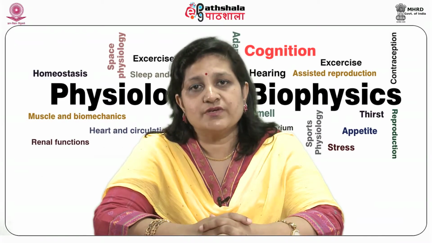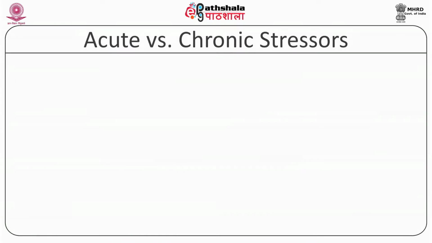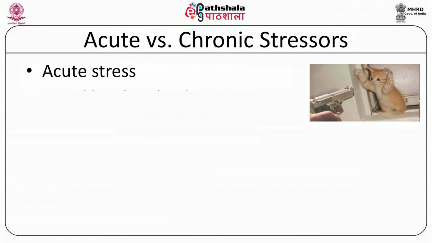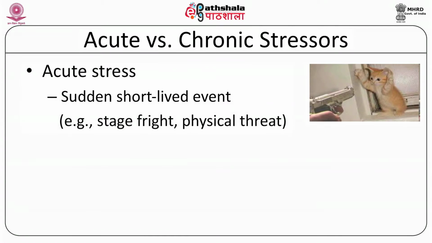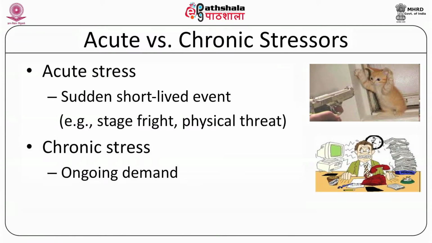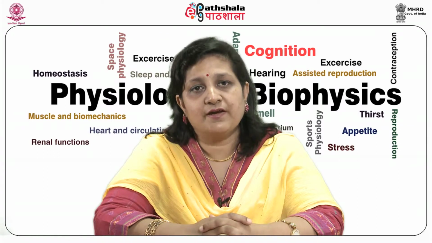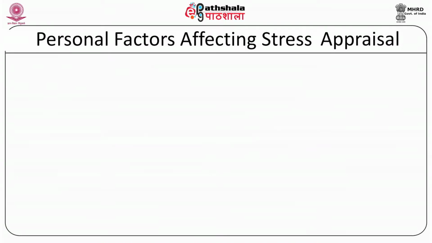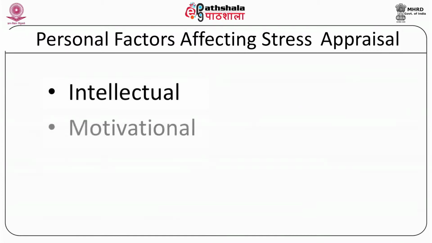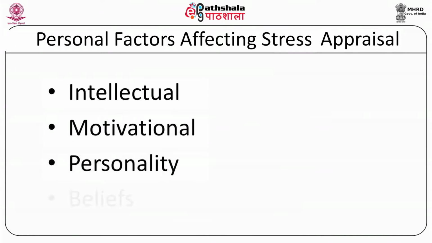Now, what are acute stressors and chronic stressors? Acute stressors are the stressors which are causing acute stress. So, they are sudden, short-lived events. For example, if you have to go up on stage, or if there is an immediate physical threat. Chronic stress is something which is an ongoing demand, for example, a divorce, bereavement, excessive workload. Then we can talk about the personal factors which are affecting, for example, the stress appraisal, the intellectual aspects of a person, motivation, the personality, the beliefs of a person.